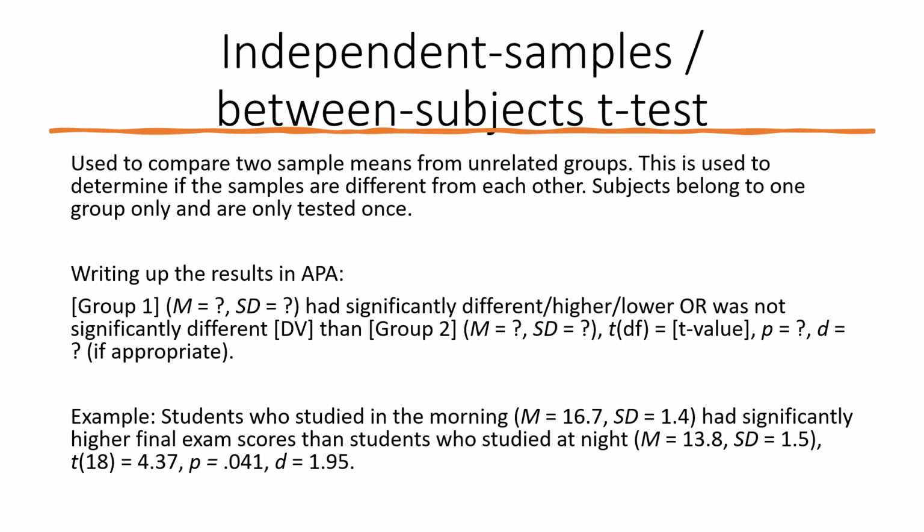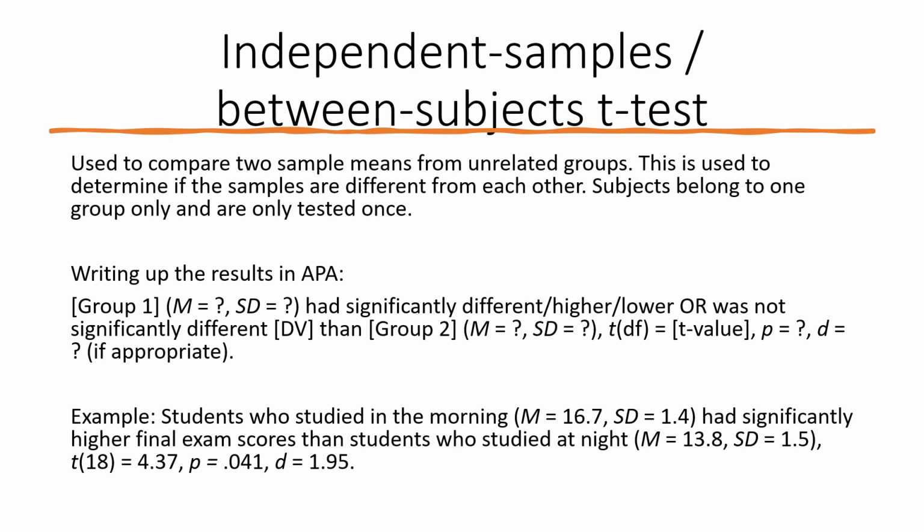Looking at independent samples and between subjects t-tests. These tests are used to compare two samples from unrelated groups. This is used to determine if the samples are different from each other, if group 1 differs from group 2. Subjects belong to only one group and are only tested once.